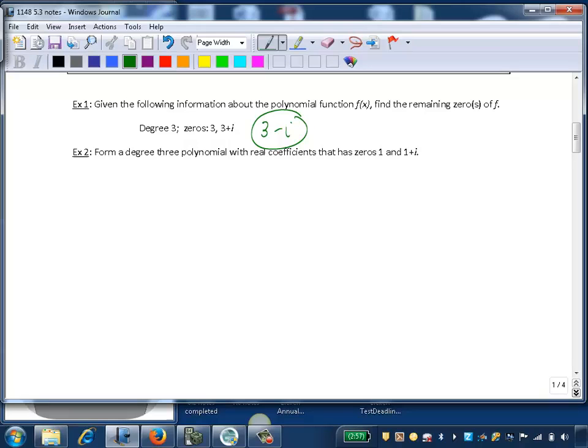Example 2. Form a degree 3 polynomial with real coefficients that has zeros 1 and 1 plus i. Okay, so again, degree 3, we need a total of 3 complex zeros. They're giving us 2 of them. One of them is imaginary, so we know that if one of our zeros is 1 plus i, its complex conjugate, 1 minus i, will also be a zero. So we know our third zero is 1 minus i. So 1 minus i must also be a zero.